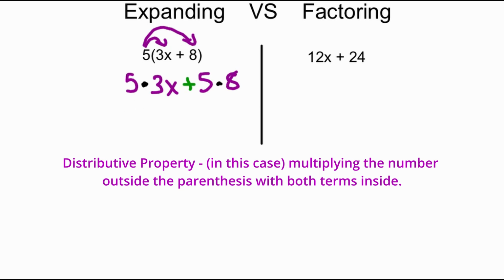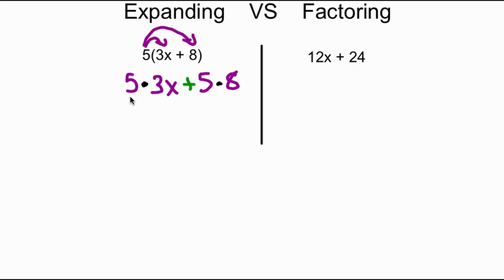Now, to multiply a number with an algebraic term, all you got to do is multiply the number with the coefficient. So in this case, 5 times 3. 5 times 3 will give us 15. And the x simply comes down. Okay? That is what you need to do. Now, to multiply a number with a constant, well, they're two regular numbers, so you just simply multiply them together. 5 times 8 giving you the 40.